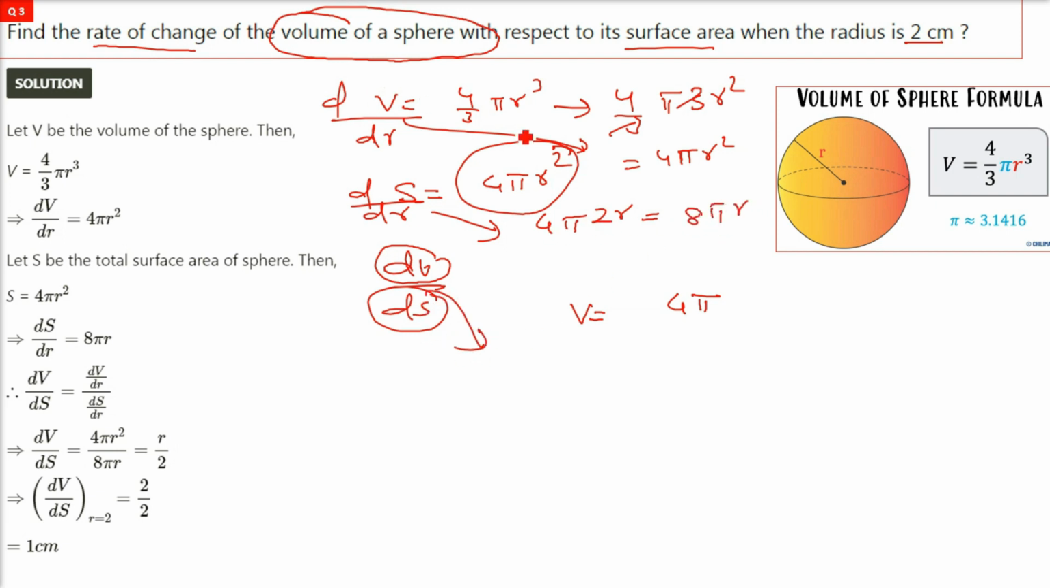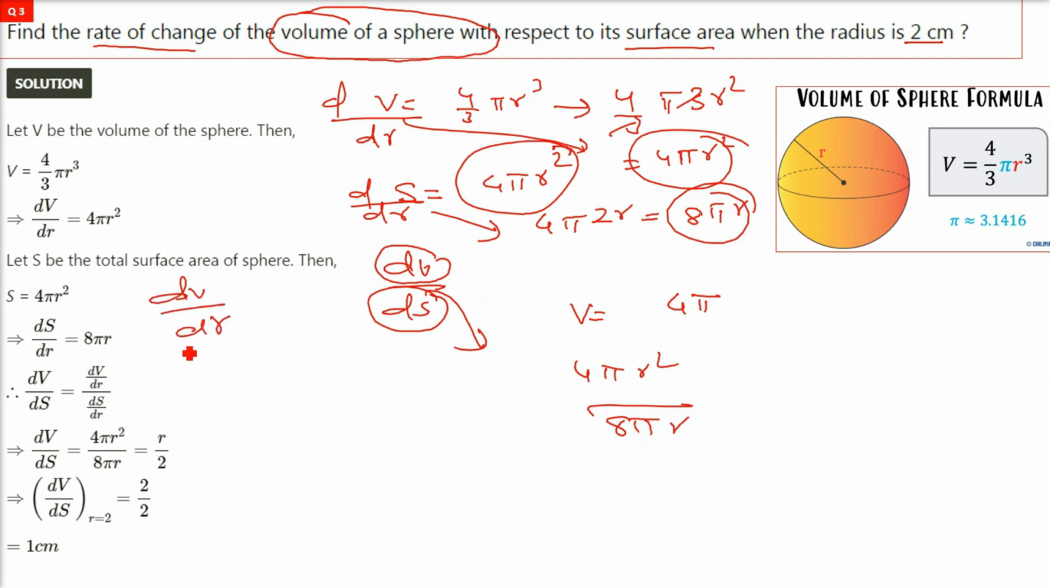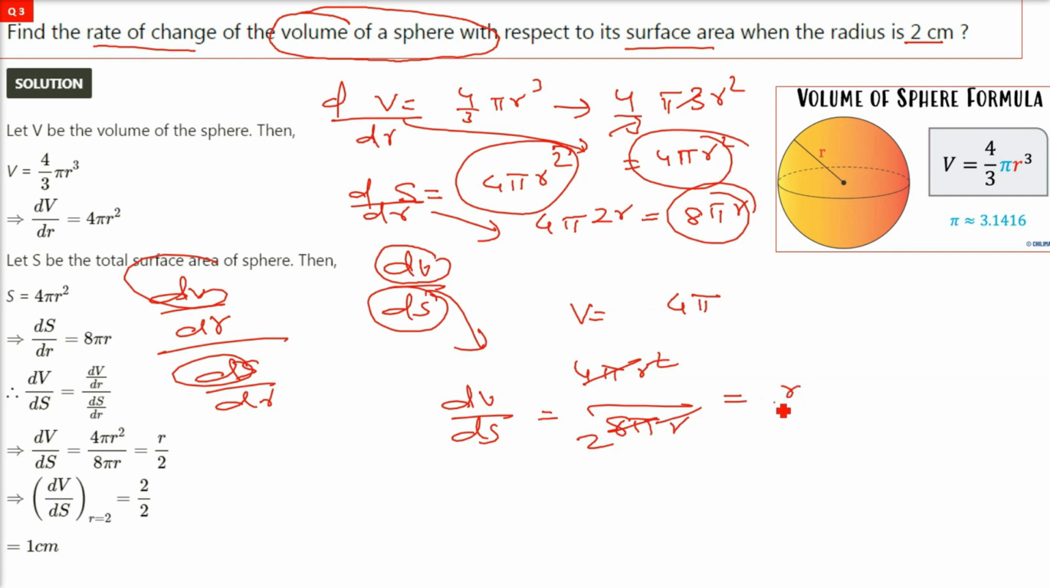dV by dS is what? dV by dr divided by dS by dr. So you have 4 pi r square divided by 8 pi r. So this is dV by dS. We can just make it simpler. So we have r by 2 here. And the question is asking not only this, but also the rate of change at radius equals 2. So r by 2 is 1. 1 centimeter is your answer.